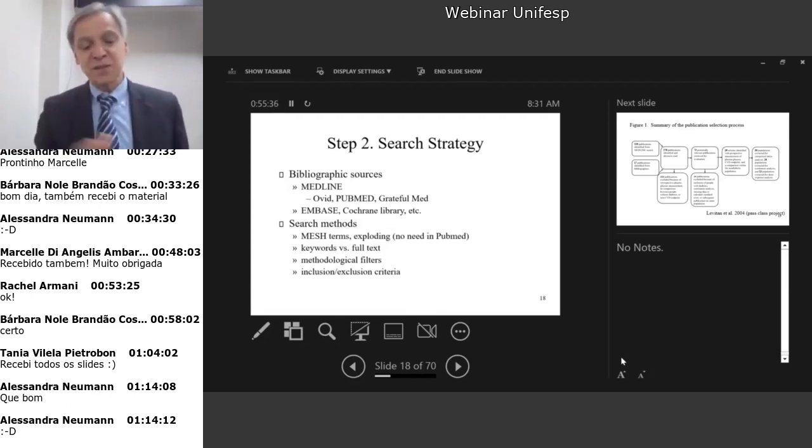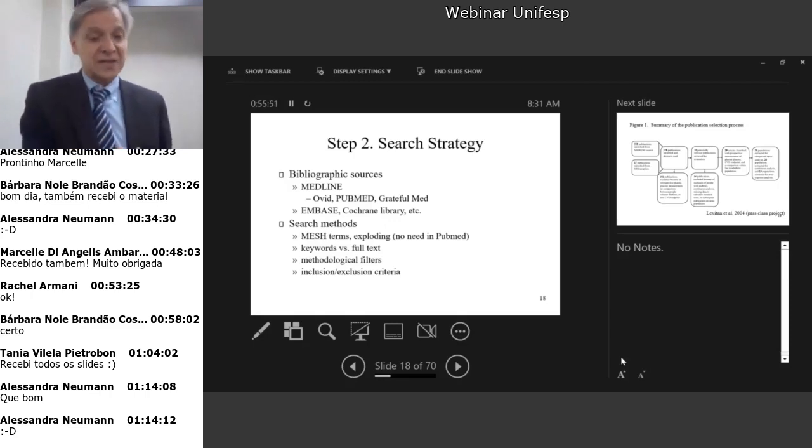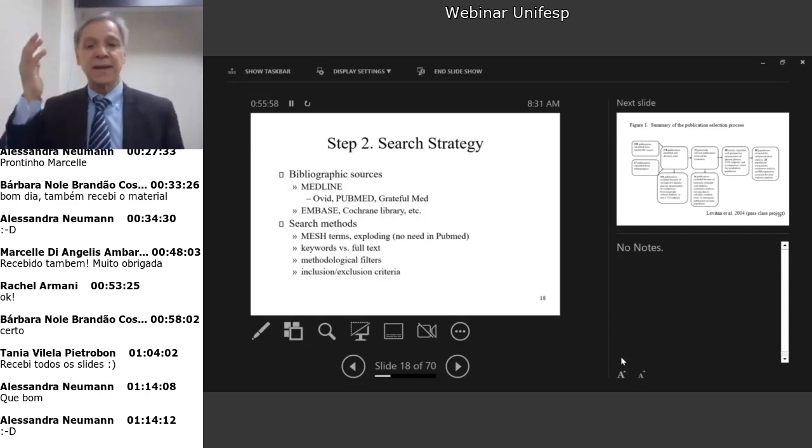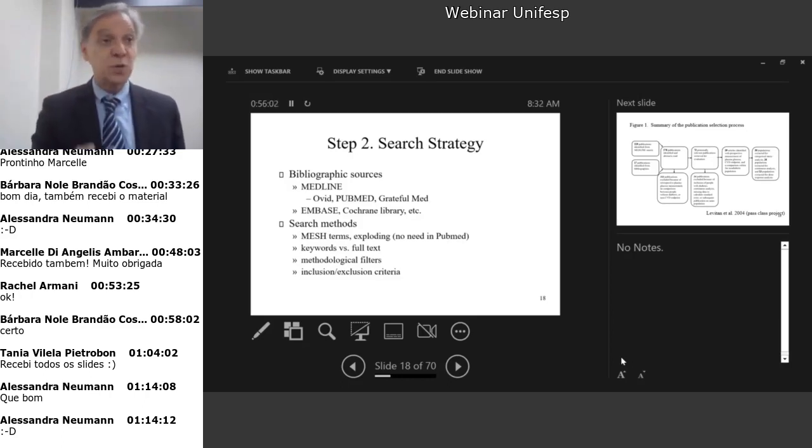Keyword versus full text. You know that you can use both to explore. Methodological filters help a lot. Read about how to do searches using databases like that for literature search. Inclusion and exclusion criteria, you can apply in your search and therefore exclude a lot of stuff that you don't need, because you may end up with 1 million papers. How are you going to clear that up? So you need to be careful with your MeSH terms and keywords.